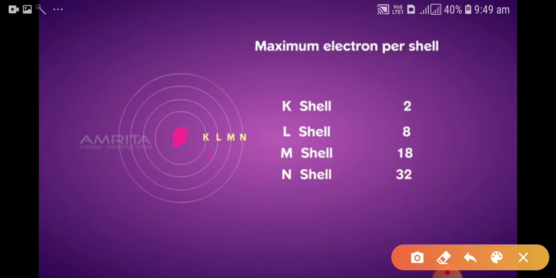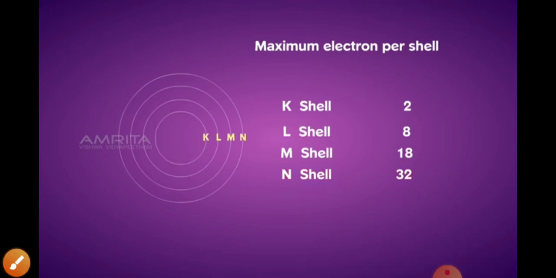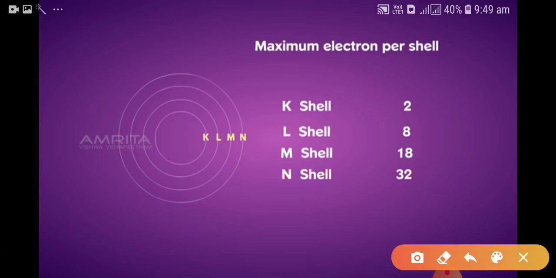Now suppose this is the nucleus at the center. Suppose this electron is moving in this orbit. This is the first orbit. He named this orbit the K shell. They are called shells. Similarly, the second orbit is L. Some electrons are moving in the L shell. Then next M, N.